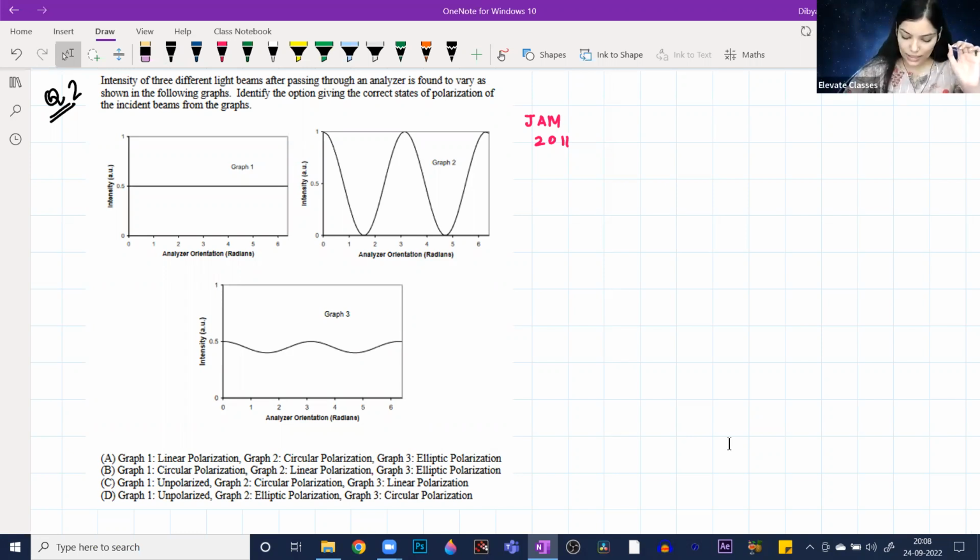Okay, so these are the curves which I've obtained by varying the angle of the pass axis, which it's making with, let us say, the y axis. I'm rotating and noting down what intensity variation is happening. So I'm getting these 3 different types of graphs corresponding to 3 different types of input beams. So we have to identify, out of the options, which type of light each graph represents. Okay, so that is the question. So give it some thought.